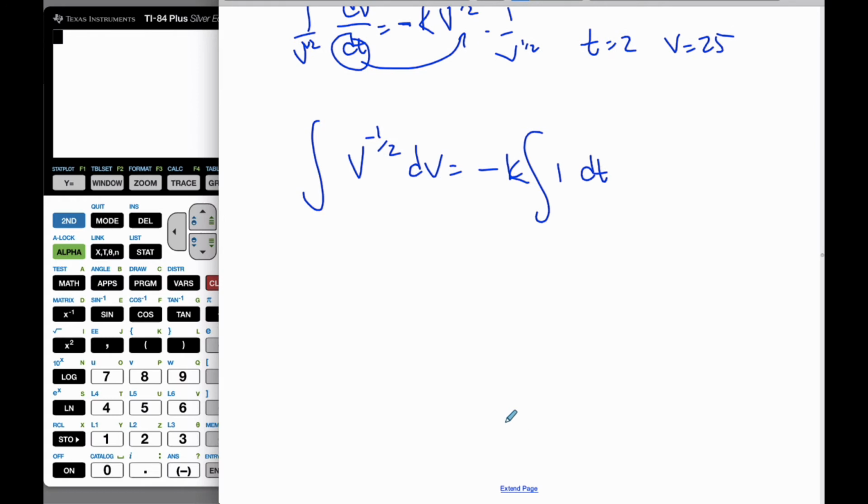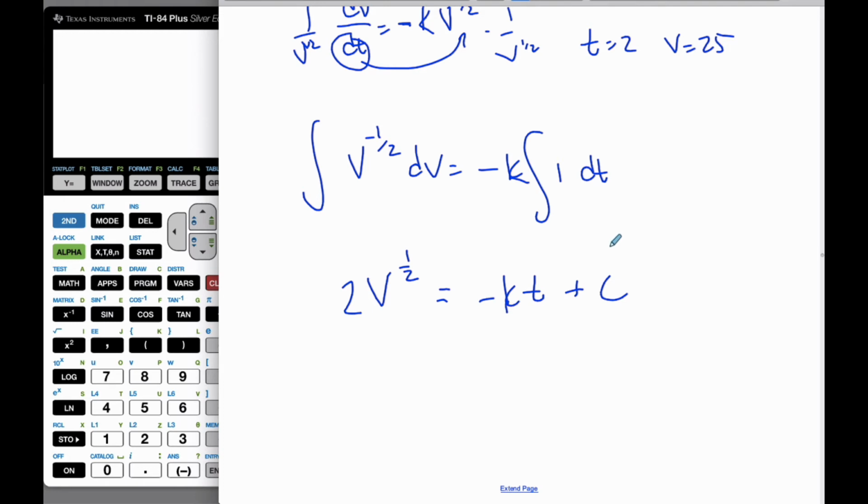Okay, and so now the left-hand side of the equation is in terms of v, and the right-hand side of the equation is in terms of t, because k is just some number, not a function. So now I actually go ahead and I integrate this. So when I integrate this, I know I add 1 to the exponent and I multiply by the reciprocal. And that is going to equal negative k. The integral of 1 is going to be t plus some constant value c.